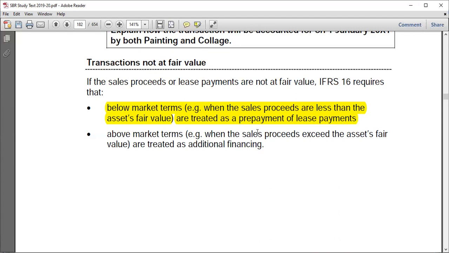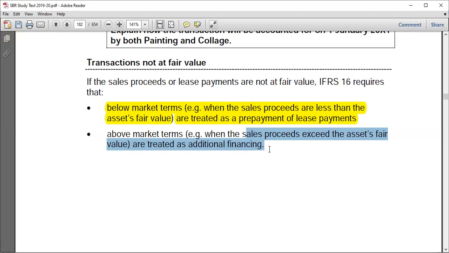Above market term, for example, the sales proceeds exceed the asset fair value. What do you do about that? The asset is worth 40 million, but you pay for 50 million. What does it mean? Remember, you will also need to pay them again. So actually, the asset is worth 40 million. You have already paid 50 million. So it's like you have to pay 40 million. Why have you already paid 50? It's like you are financing them. You have paid them too much, right?